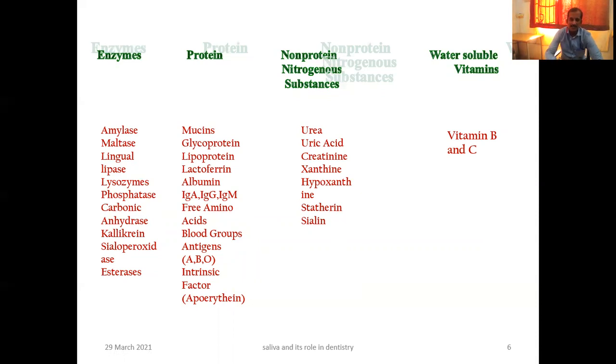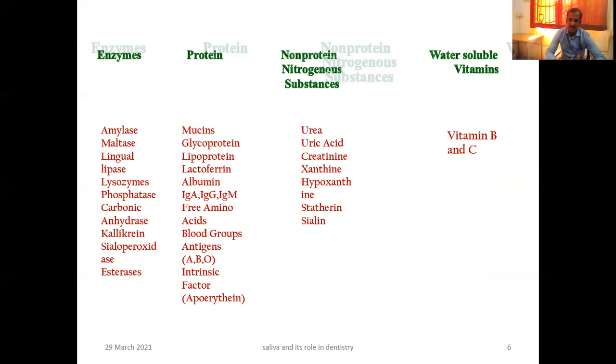The non-protein nitrogenous substances are commonly urea, uric acid, creatinine, xanthine, hypoxanthine. The vitamins that are seen are vitamin B and vitamin C. This forms the composition of your saliva.